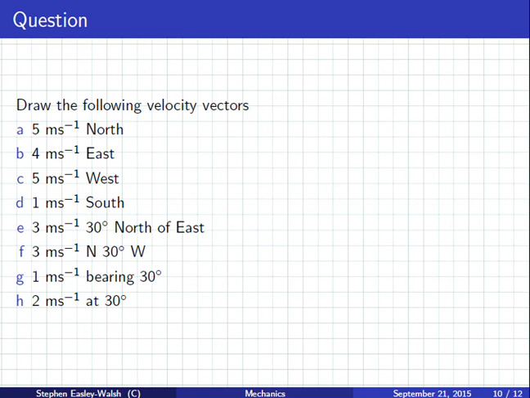So all of these examples are examples of velocities because of the meter per second. You see, they all have meter per second. If it only had meter, then it would be displacement. For example, if I said 5 meters north, that's displacement. If I said 5 meters per second north, that's the velocity. So I knew they were velocities because of the units. Units are important. Did you write all of these down? Okay, let's have a look at them.